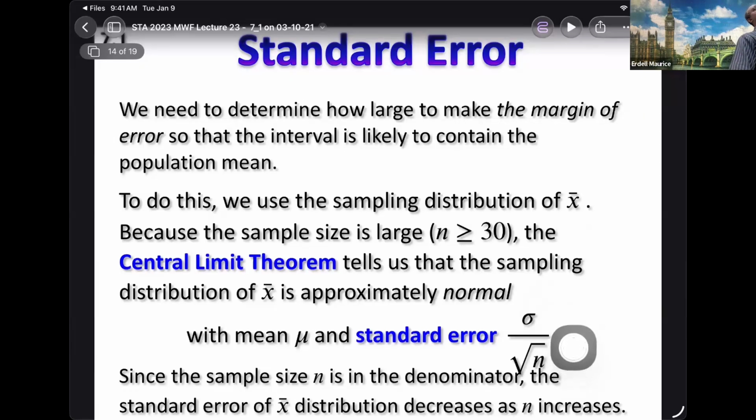The key thing here is that as n gets larger, this number will get smaller. My error will get smaller. My standard error will get smaller. And that should make sense to you.